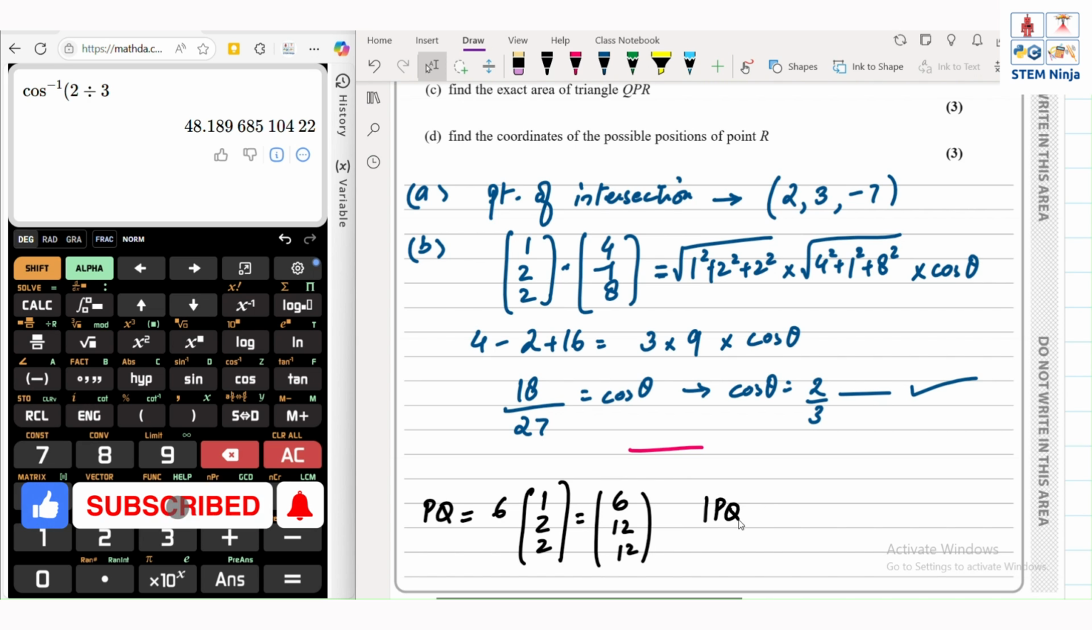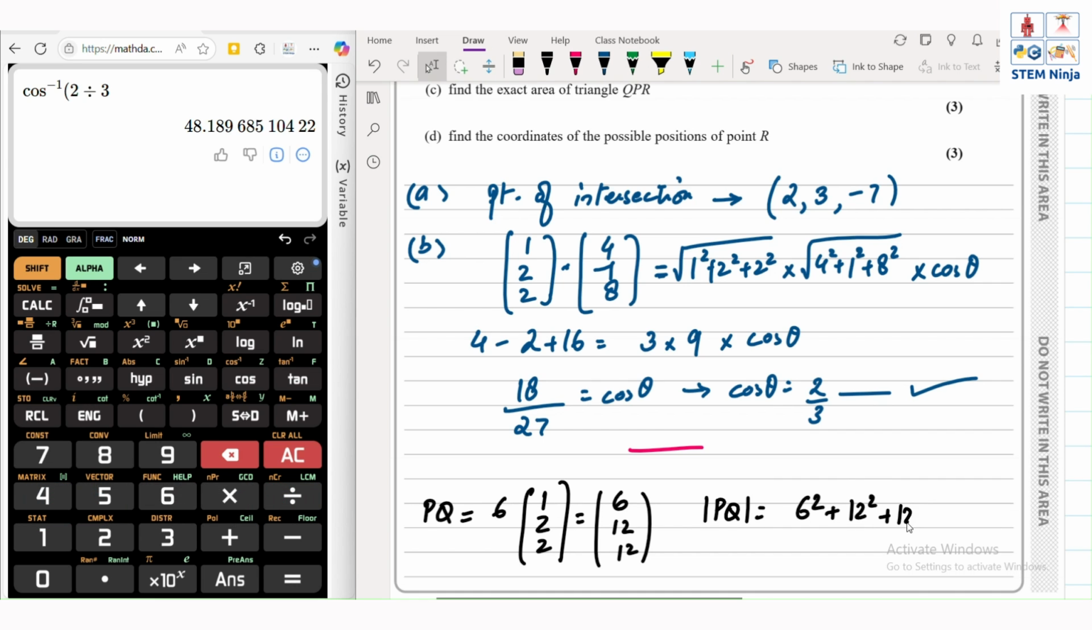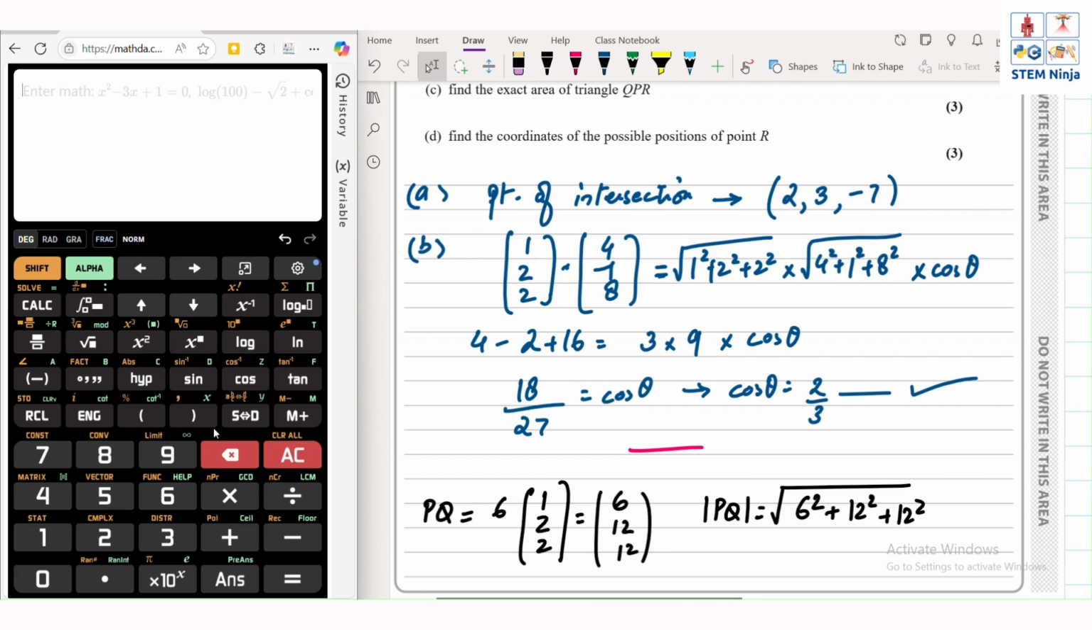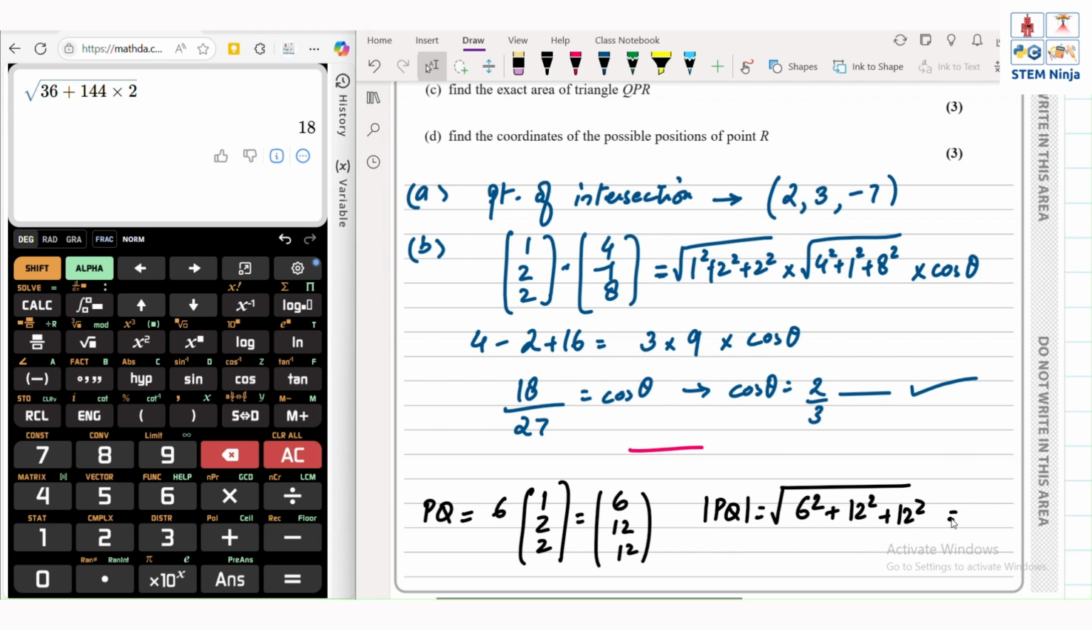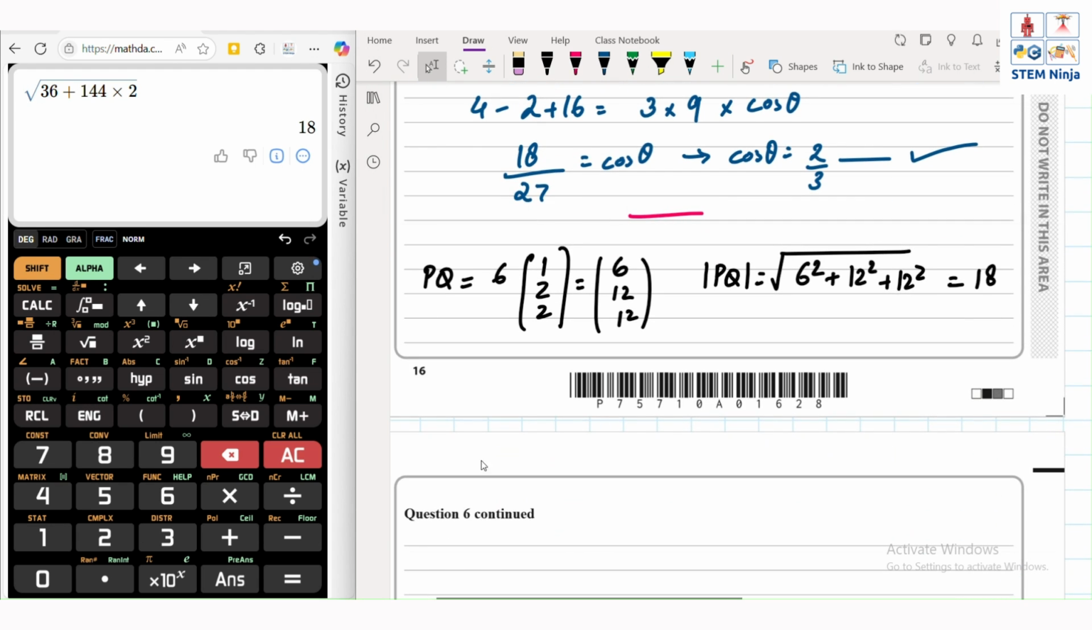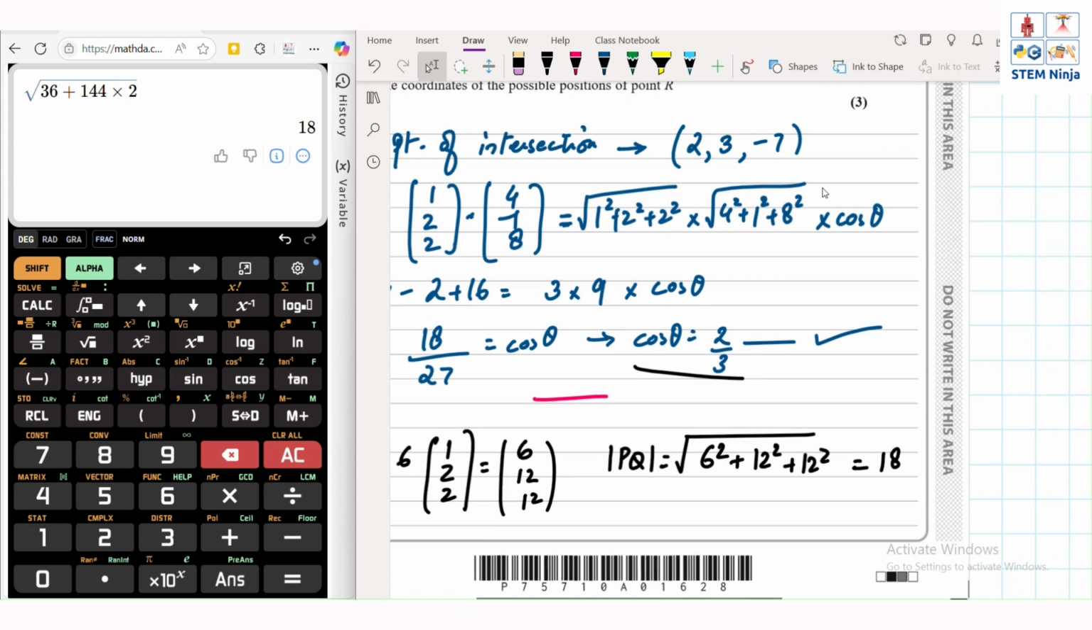That means the length PQ is the square root of 6 squared plus 12 squared plus 12 squared. So the square root of 36 plus 144 times 2, we get the square root of 324, which is 18. Now the area of triangle PQR, this is the B part, is half AB sine of theta. We need to figure out the sine theta from over here.